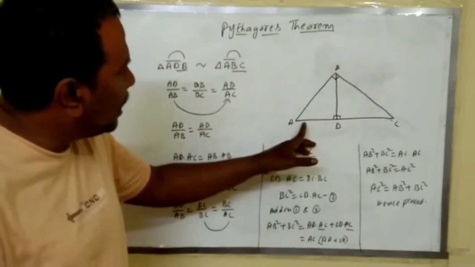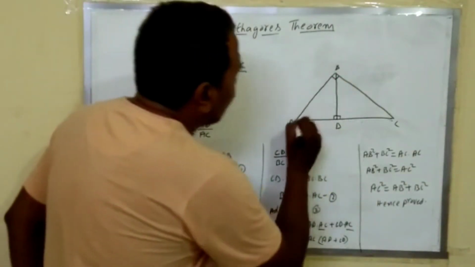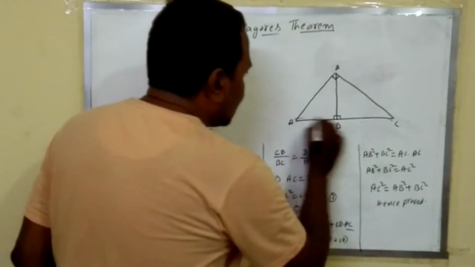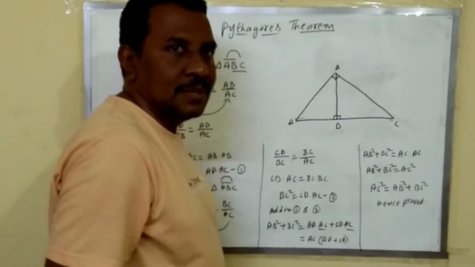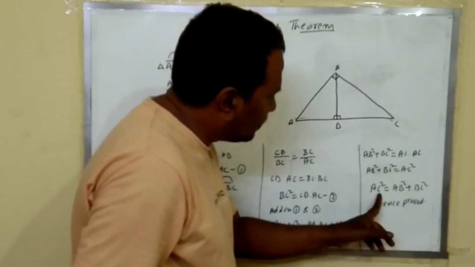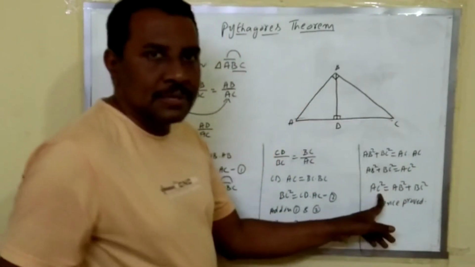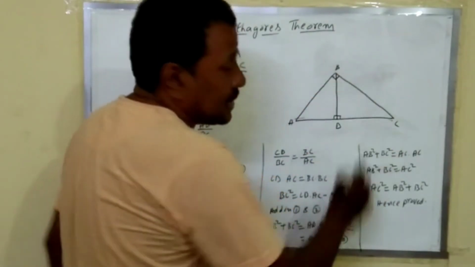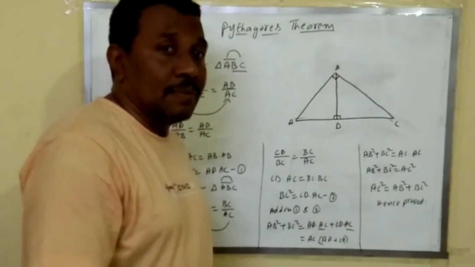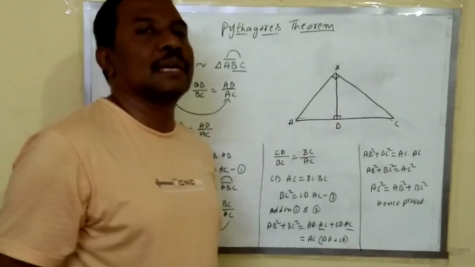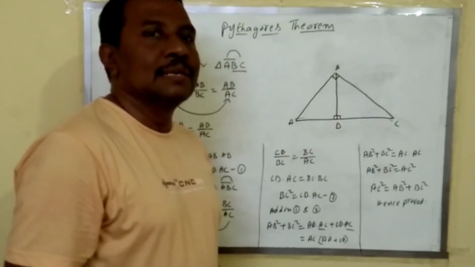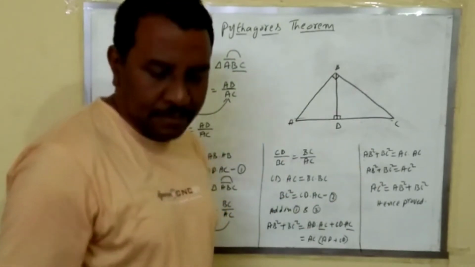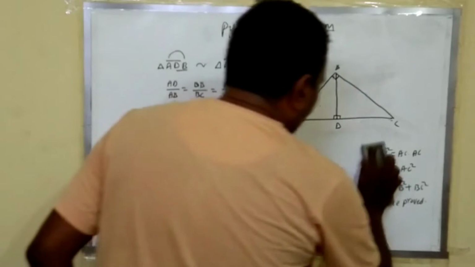Here, for this bigger triangle, angle B is a right angle. So AC is the hypotenuse. So here AC square, the square of the hypotenuse, is equal to AB square plus BC square, which is the sum of the squares of the other two sides. So this is what we had to prove for the Pythagoras theorem. Hope you understood this.